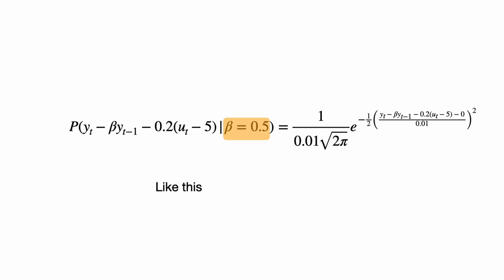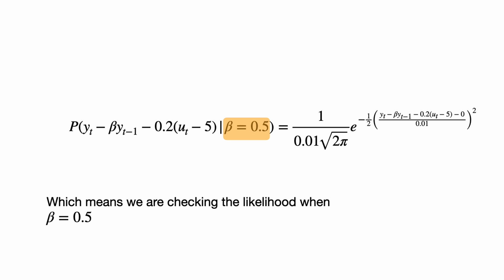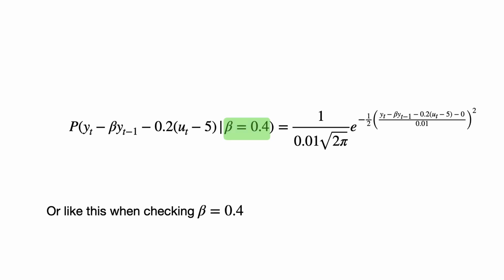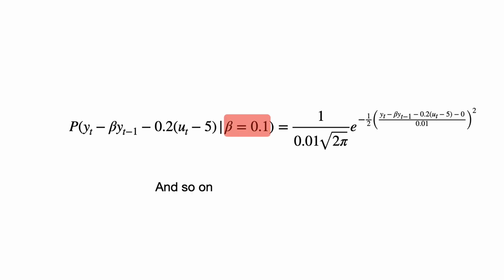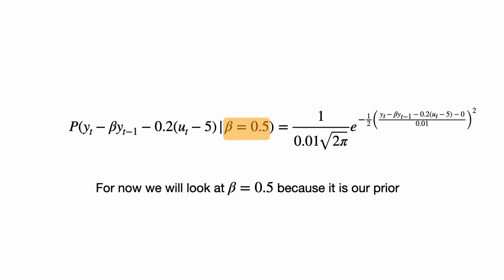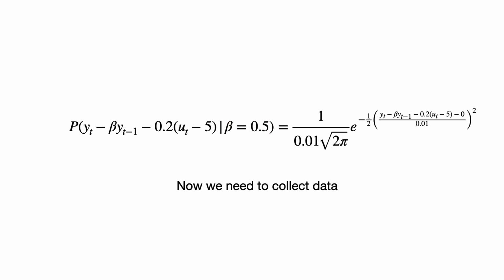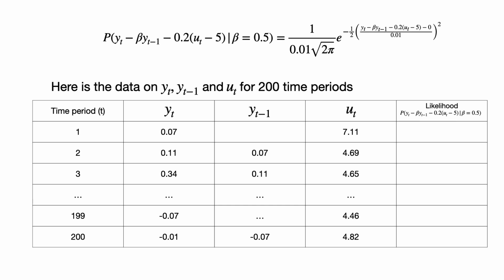For example, like this, which means we are checking the likelihood when beta is 0.5, or like this when we are checking the likelihood when beta is 0.9, or like this when checking beta is 0.4, and so on. For now, we will stick with beta being 0.5 because it is our prior. Now we need to collect data. Here is the data on yt minus 1 and ut for 200 time periods.